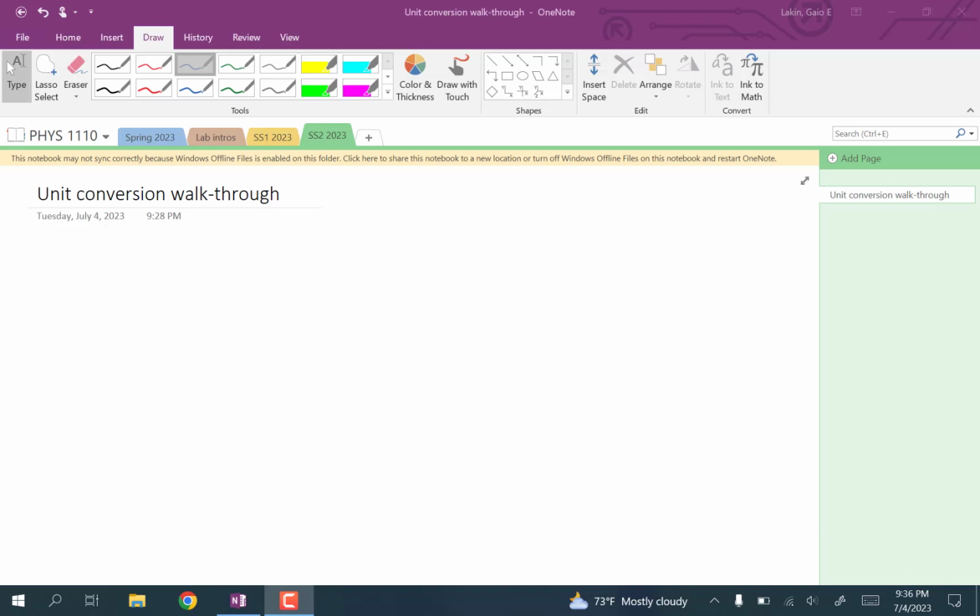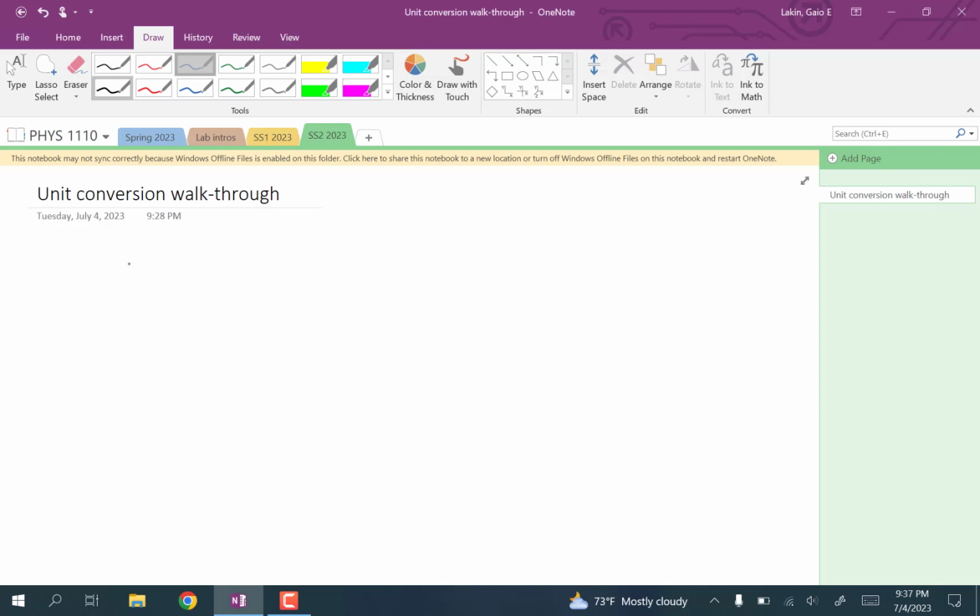Okay, this is a walkthrough of the type of problems that you're going to see on the Wednesday assignment, unit conversions. In this example, I'm going to do a conversion from one unit of pressure. We're going to start with PSI and we're going to convert to pascals, which is newtons per meter squared.